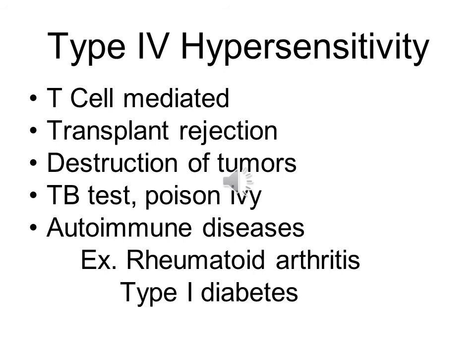In rheumatoid arthritis, T cells attack collagen, a fiber found in the joint. In diabetes, the T cells attack an antigen on the surface of the pancreatic beta cells.